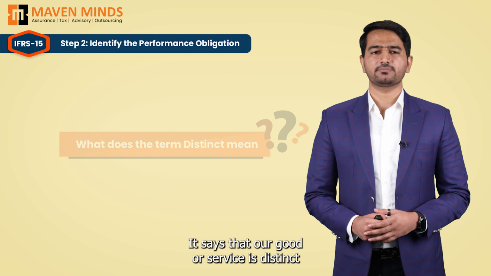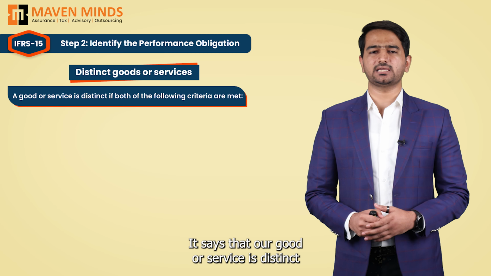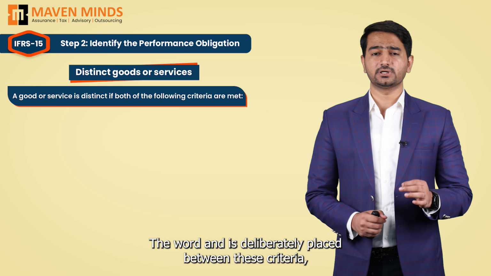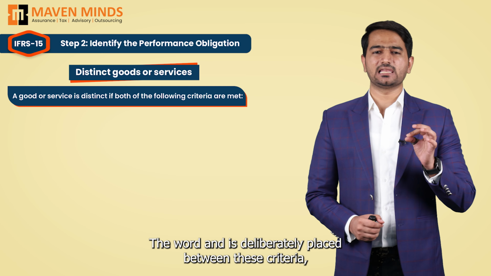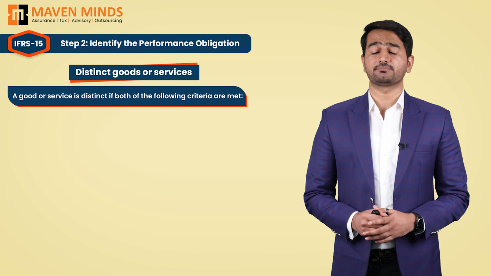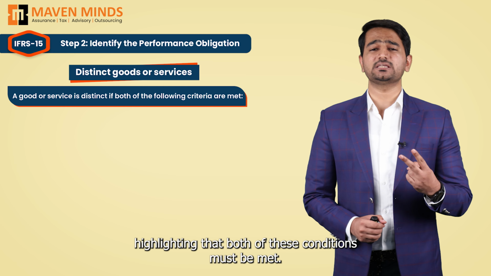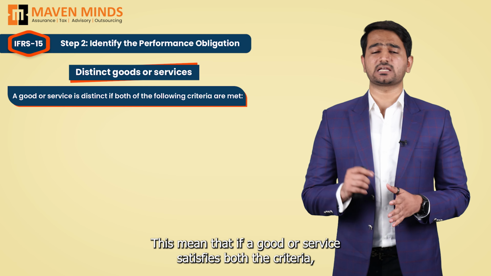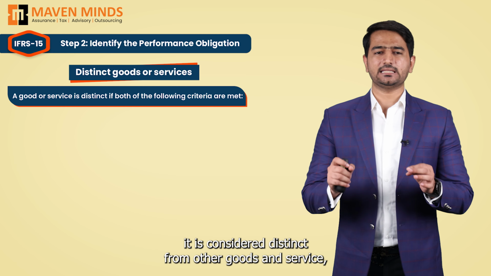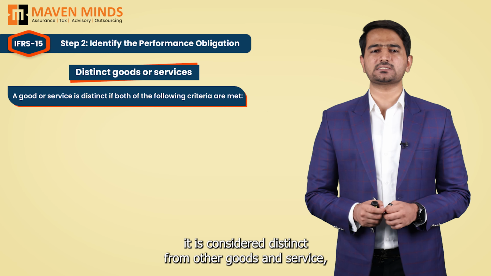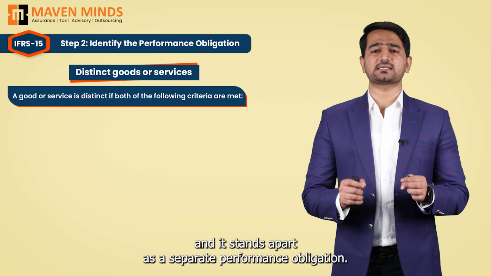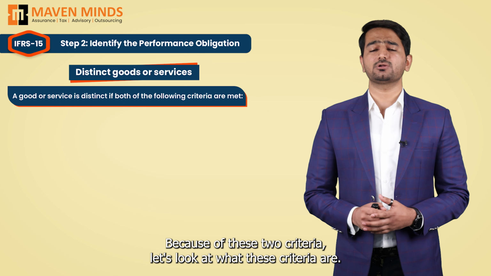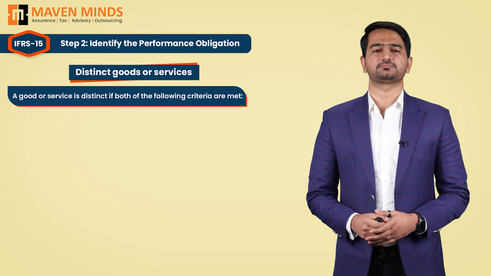It says that a good or service is distinct if it meets two specific criteria. The word "and" is deliberately placed between these criteria, highlighting that both of these conditions must be met. This means that if a good or service satisfies both the criteria, it is considered distinct from other goods and services and it stands apart as a separate performance obligation because of these two criteria. Let's look at what these criteria are.